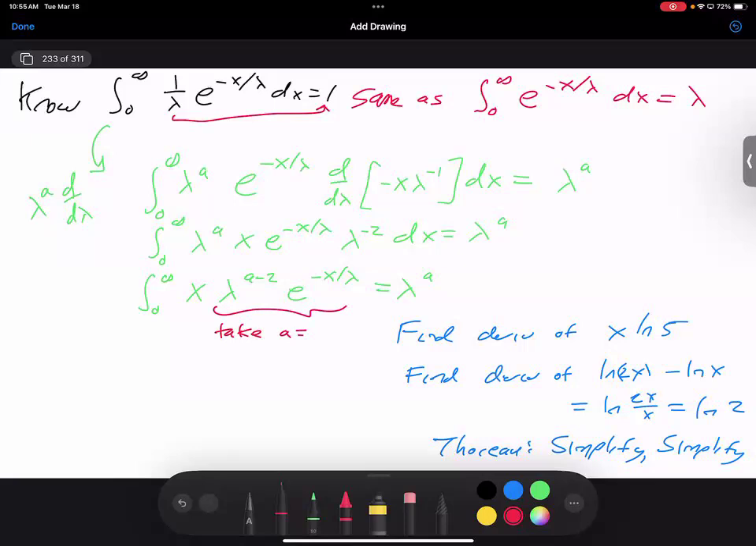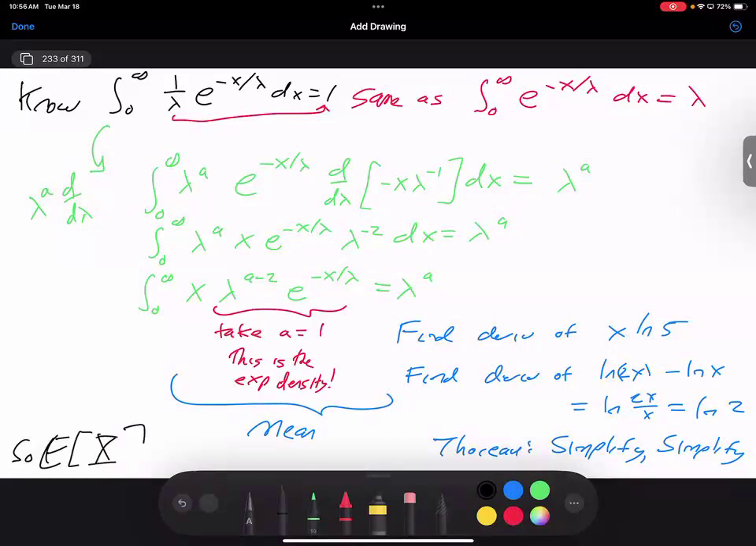One, because if you take a equals 1, this is now the density. This is the exponential density. And now this becomes the mean. So the expected value of x is just lambda. That wasn't so bad. And we avoided integration by parts. Now, integration by parts is not horrible.